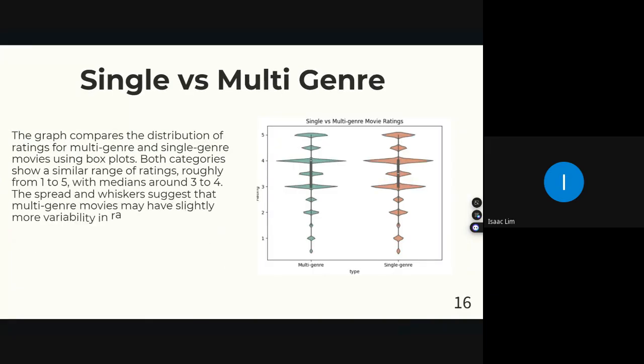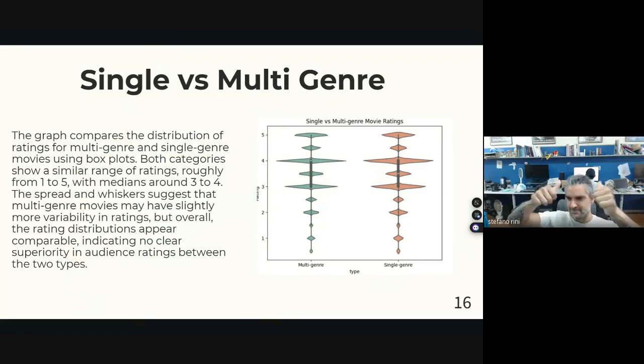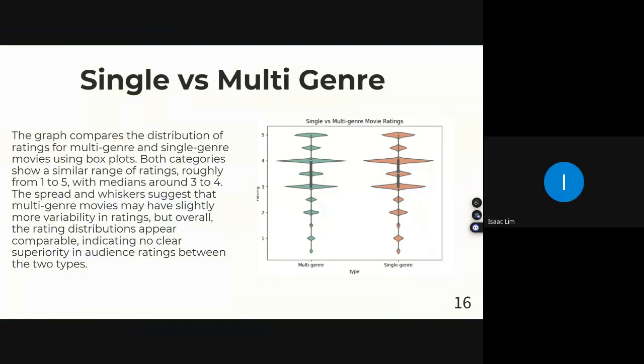And this is a violin plot. So this graph compares the distribution of ratings for multi-genre and single genre using violin plots. Both categories show a similar range of ratings, roughly from 1 to 5, with medians around 3 to 4. If you can see the violin plot, the medians are the white, small rectangular boxes, while the interquartile ranges are the gray rectangular boxes, while the colored graphs are showing the density and the frequency of the data at several data points. Yep, next.